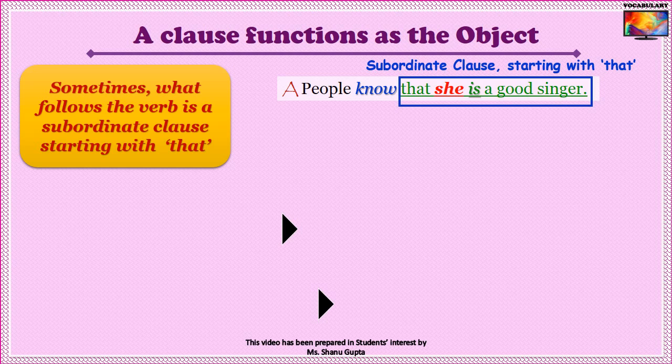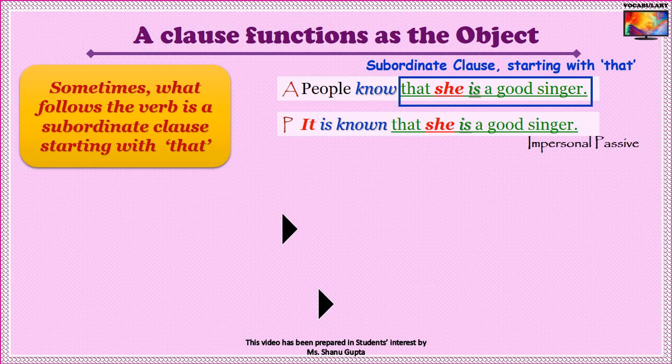There are two simple schemes to convert this sentence into passive. As we know, the object comes to the beginning of the passive sentence and we can refer to this clause with the help of the pronoun it. So the passive looks like, it is known that she is a good singer. This version with it as the subject is called impersonal passive.